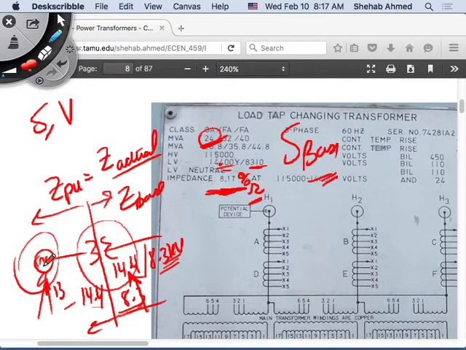The S base here is what? This is a 50 MVA generator. Completely different power base, completely different voltage rating. So everything is different. So I cannot do that. Right? So I will have to find a way to change bases.